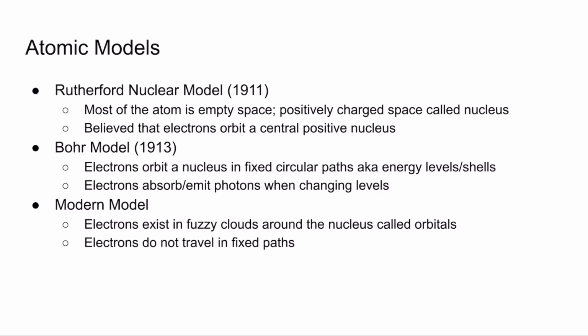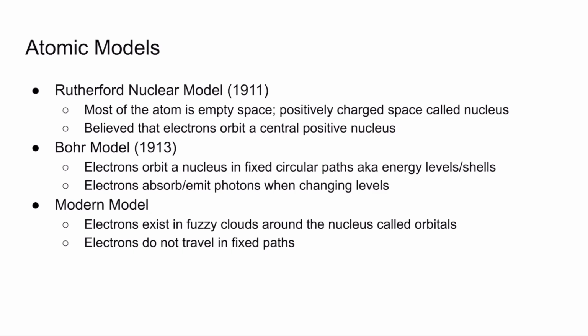But there were small areas that deflected the alpha particles, so he concluded that most of the mass of an atom is centered at a positively charged space called the nucleus. He also believed that electrons orbit the nucleus. Following Rutherford was Bohr, who believed that electrons orbit the nucleus in fixed circular paths called energy levels or shells. He was partially right about this because this theory does apply to hydrogen, but it only really works for hydrogen, so it doesn't work for everything.